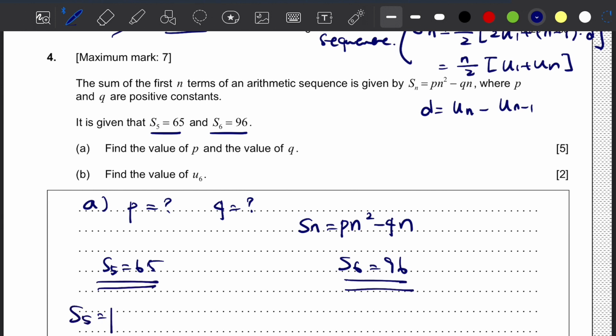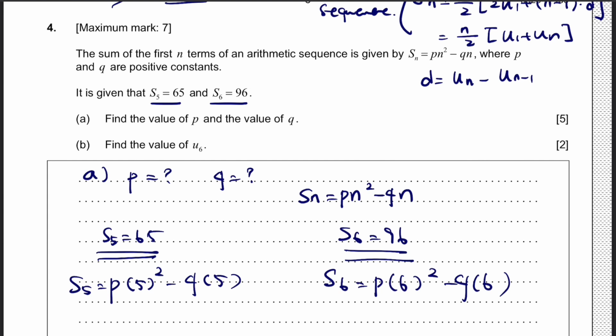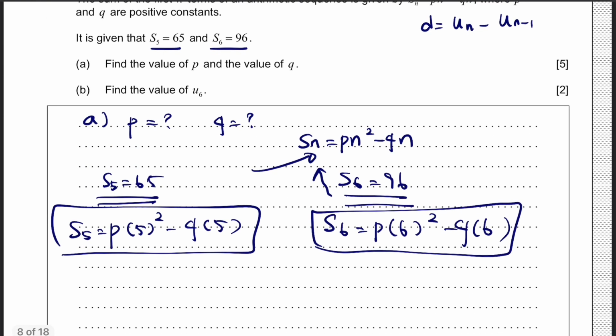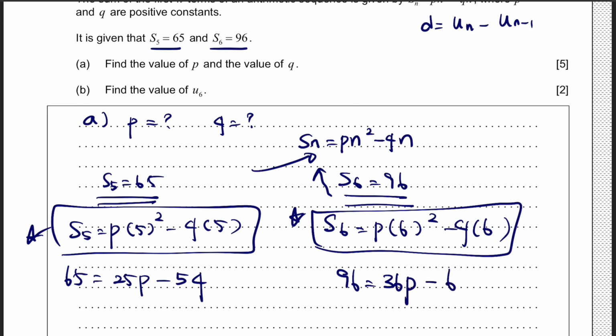Using this information, we can write S5 equals P times 5 squared minus Q times 5, and S6 is the same as P times 6 squared minus Q times 6. So I substituted 5 as n, and also substituted 6 as n, and I got two equations. Since we have two equations, we can solve for the two unknown variables. When we simplify the first equation, it is 65 equals 25p minus 5q. The second equation is 96 equals 36p minus 6q.